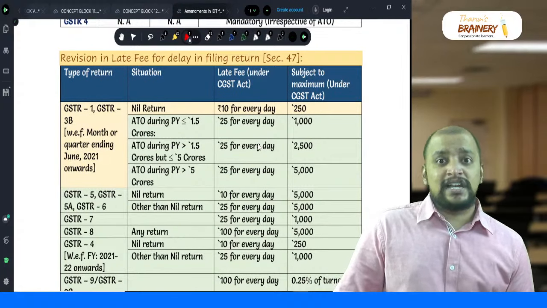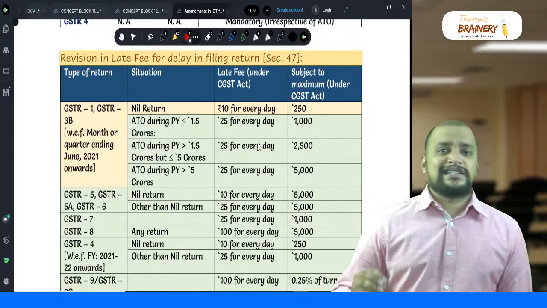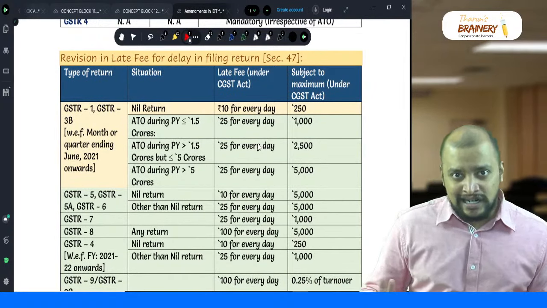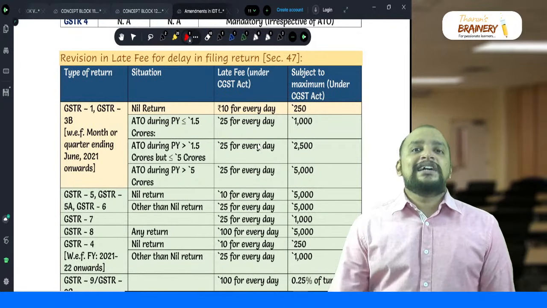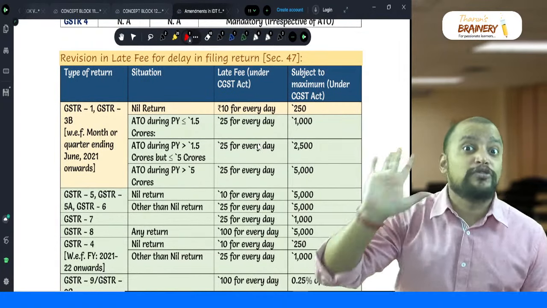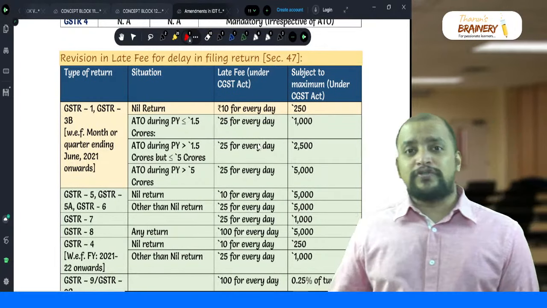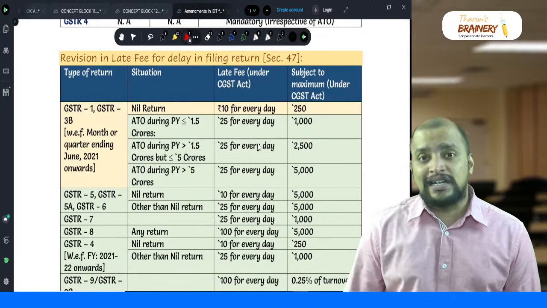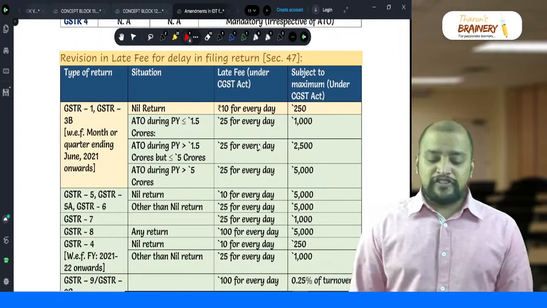Now, please try to understand, very important, definitely you will be getting it for MCQ. Suppose GSTR 1 or GSTR 3B is filed late. Now we need to see, is it a nil return or other than nil return? If it is a nil return, 10 rupees per day subject to a maximum of 250 rupees under each Act. For example, if there is a 10-day delay, 10 into 10 is 100, or 250, whichever is lower, so 100 only will be taken. Suppose there is a delay of 30 days, 30 into 10 is 300, or 250, whichever is lower, so 250 rupees will be taken.